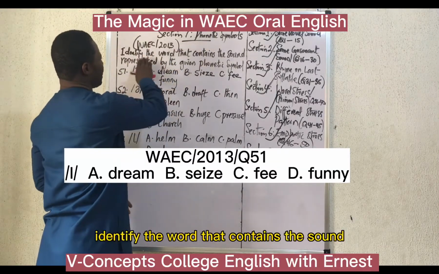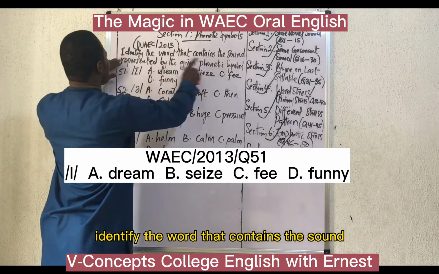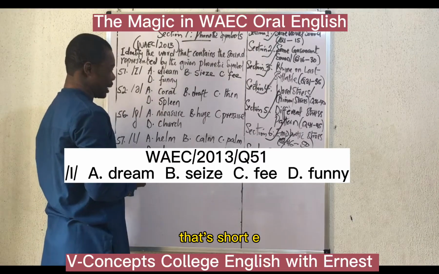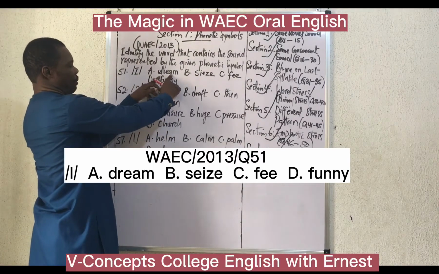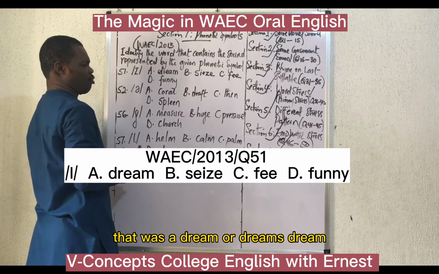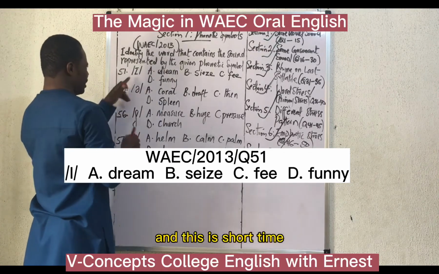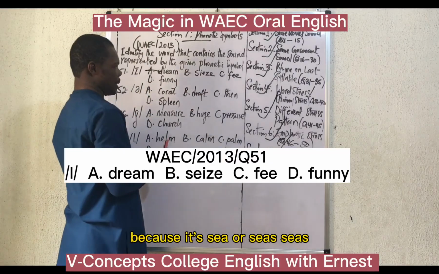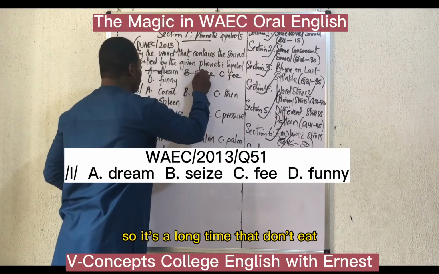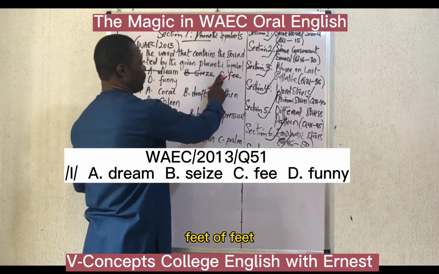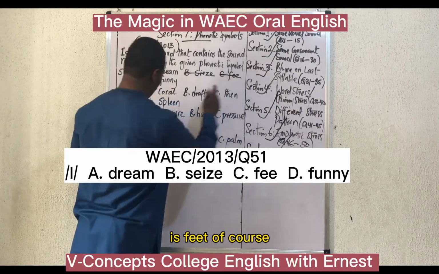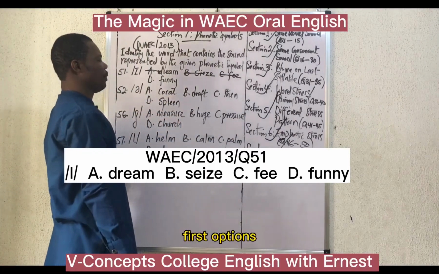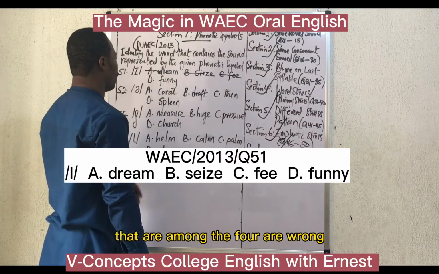WAEC 2013. Identify the word that contains the sound represented by the given phonetic symbol. 51. A, that's short i. Here you have dream. Is this short or long? I would say dream. It's dream, and this is a long sound, so just strike it off. Sees, it's sees, so it's a long E. What about here? Fee is fee. Of course, D just has to be the answer because the other three options are wrong.